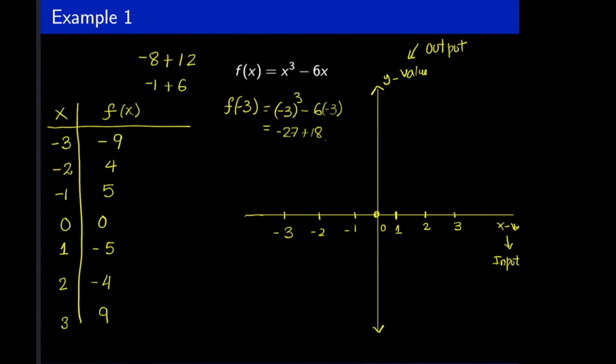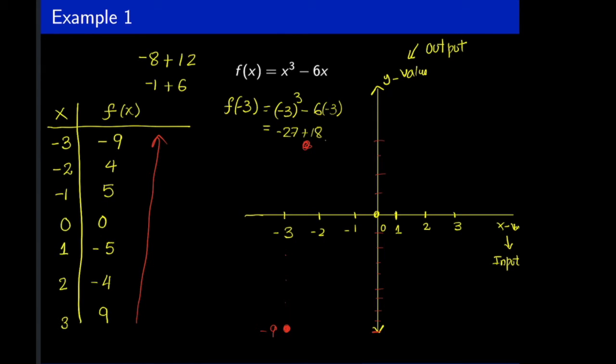So next, we're going to plot these output values on the grid. As we know, corresponding to -3, the output value is -9. So I can say 1, 2, 3, 4, 5, 6, 7, 8, and 9. So I will draw a circle at -9. So this is the -9, the output value. At -2, the value is +4. So let's say 1, 2, 3, 4. So roughly it's going to be somewhere here.